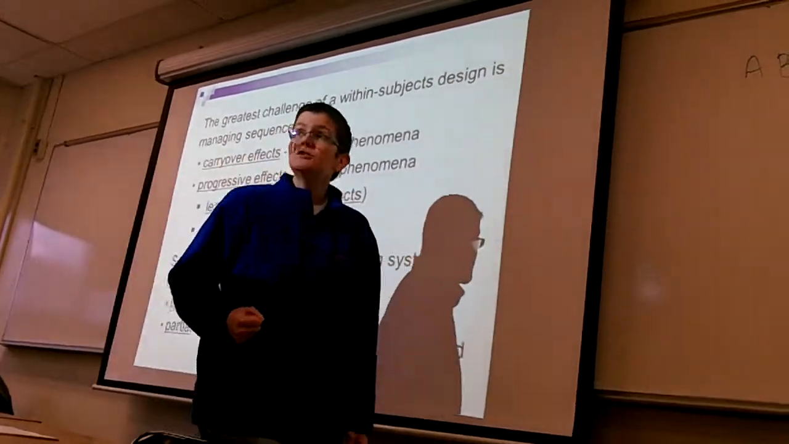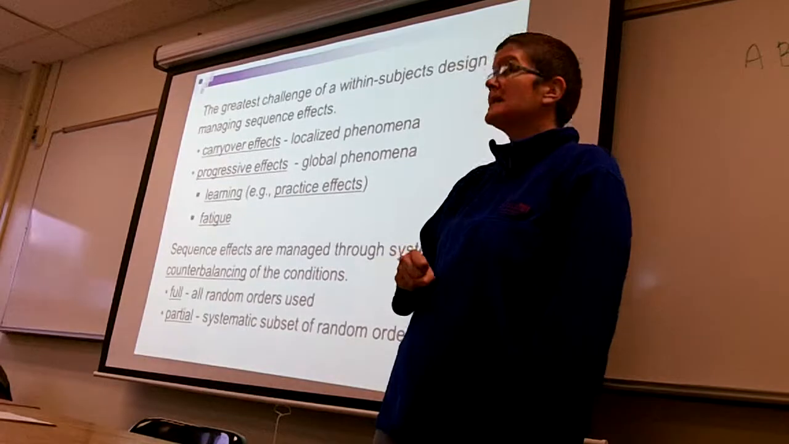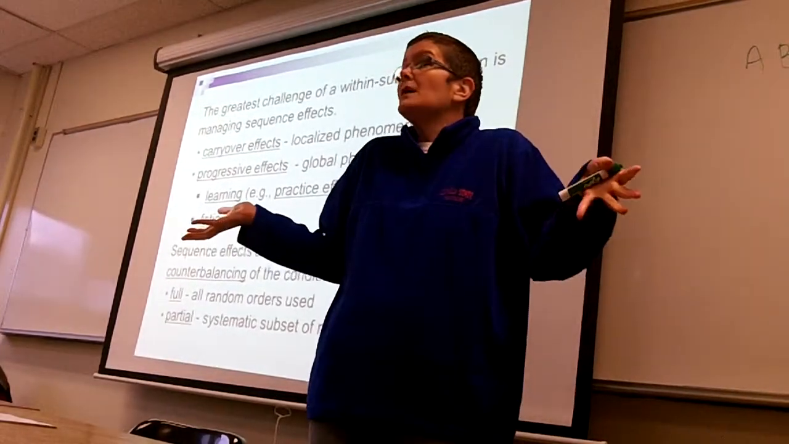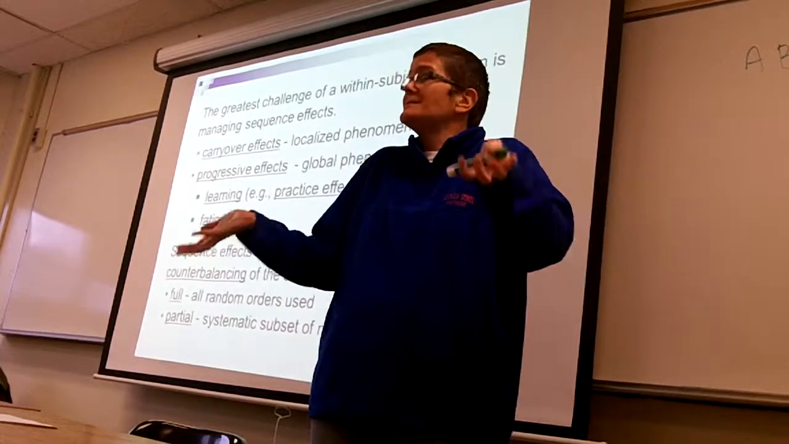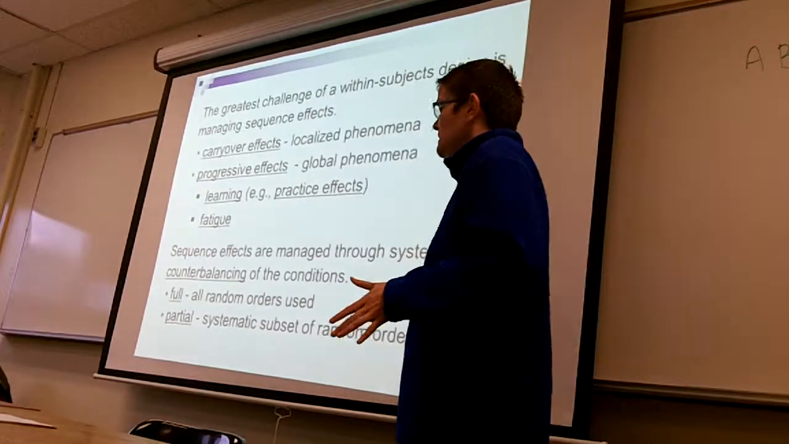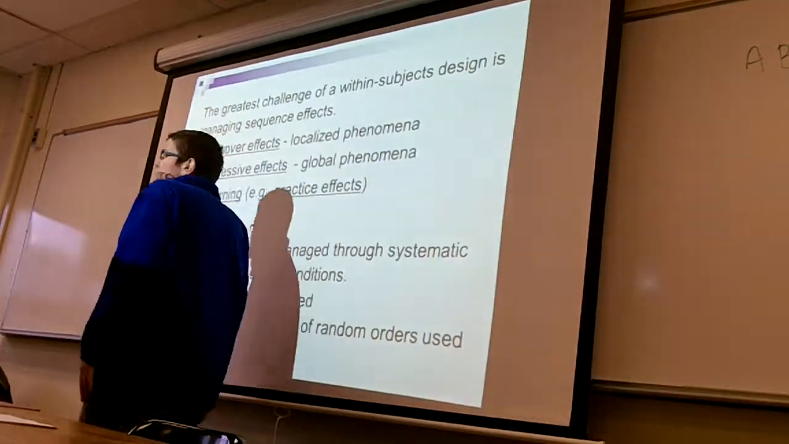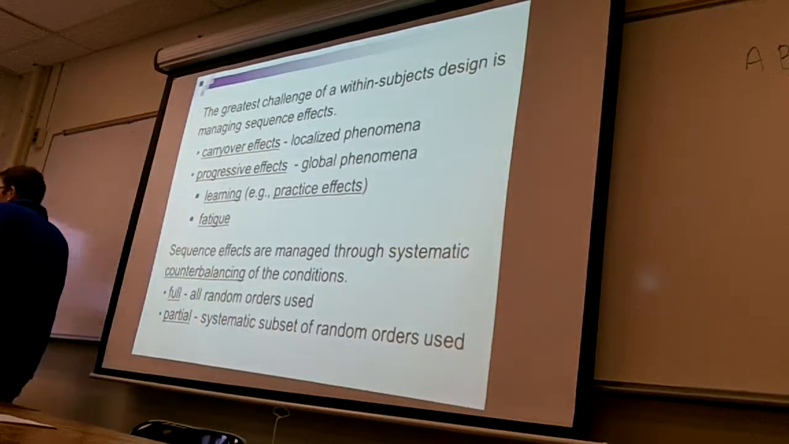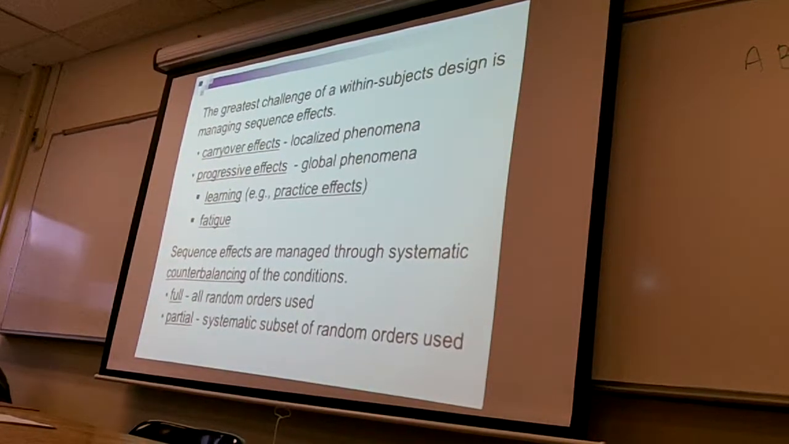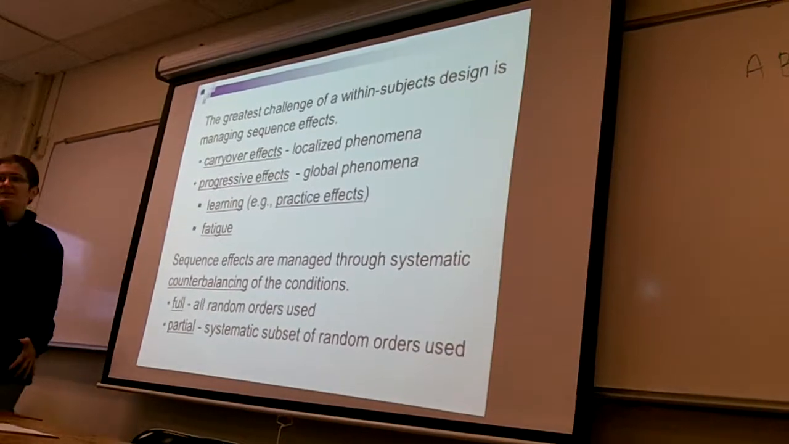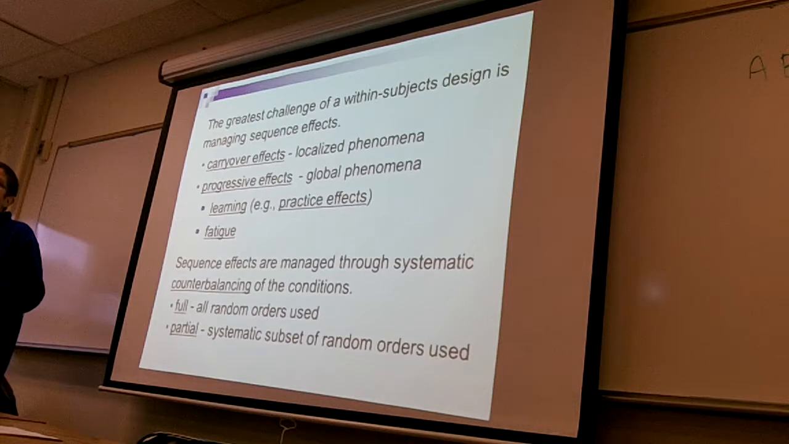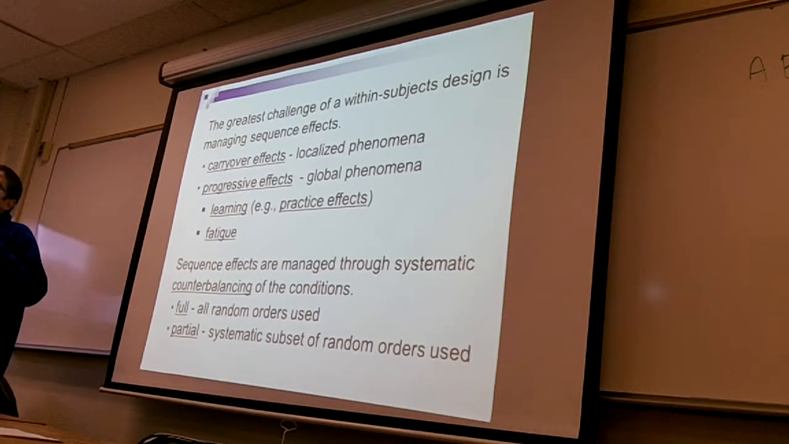The biggest challenge of a within subjects design is not creating groups that are similar enough to compare. It's not a problem. We're comparing all the same subjects to themselves. We don't have to worry about things like individual differences, because all the same subjects are experiencing every condition. What we have to worry about are sequence effects. We have to worry about how the order in which the subjects experience the conditions might alter their response.